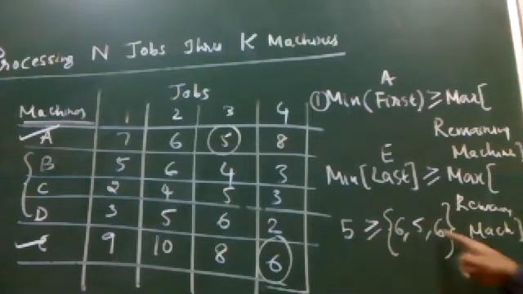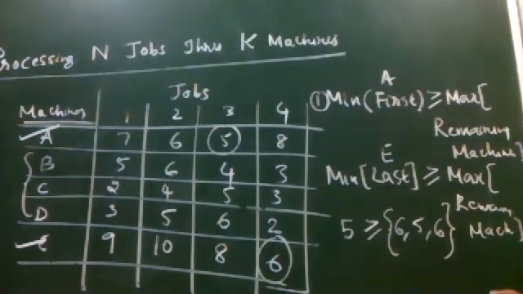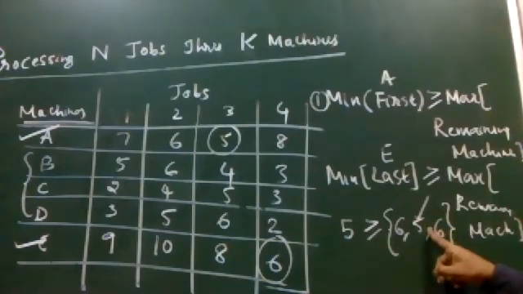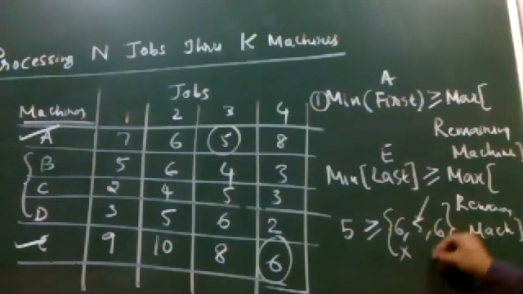Not all values need to be equal. Even if one value is satisfied, I think it's good enough. Okay, here you can see 5 is equal to 5. Only one particular condition is satisfied. In the remaining 2 conditions, it is not satisfied.